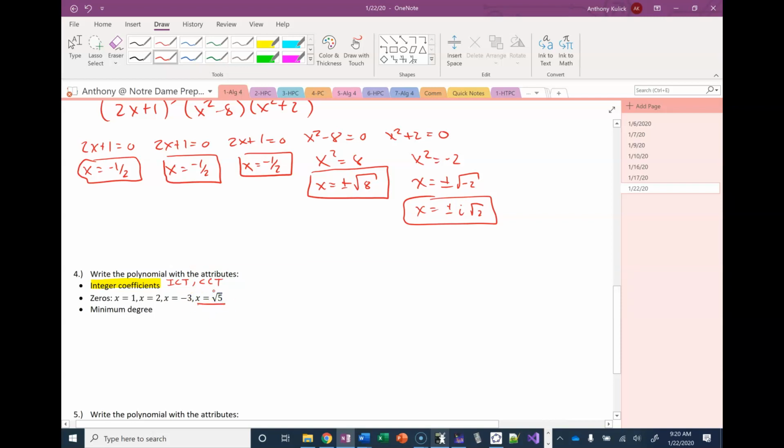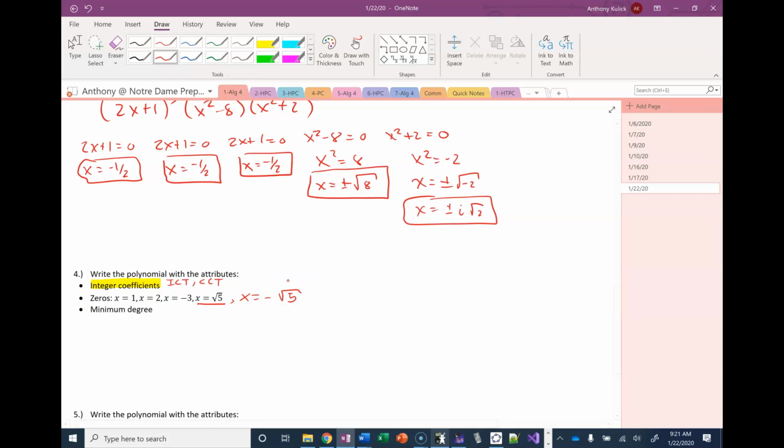I see one. The square root of 5 is irrational. So I should also have the conjugate to the square root of 5 on my list. What's the conjugate to the square root of 5? It's just negative square root 5.